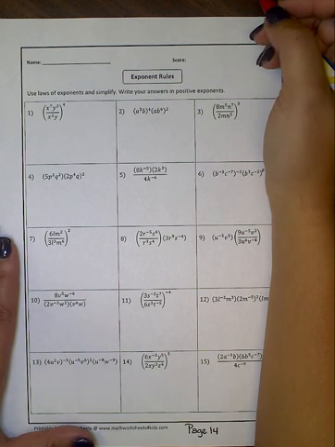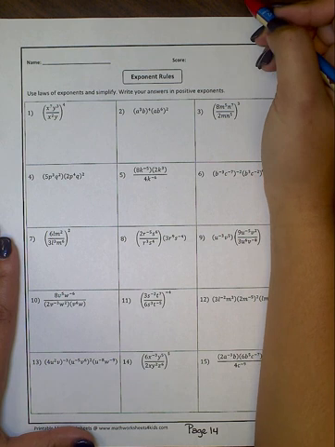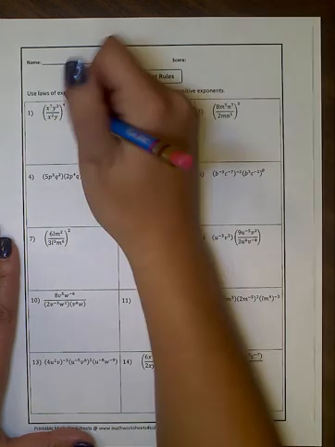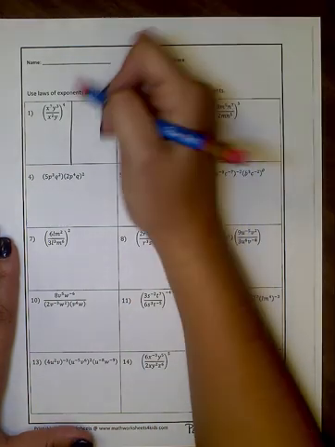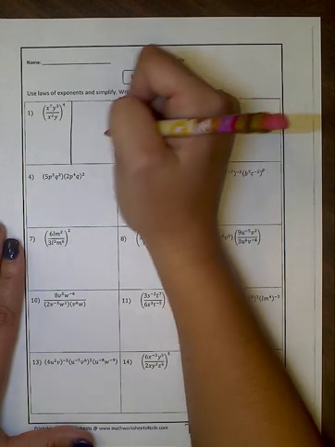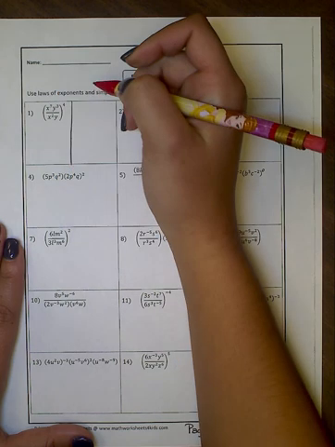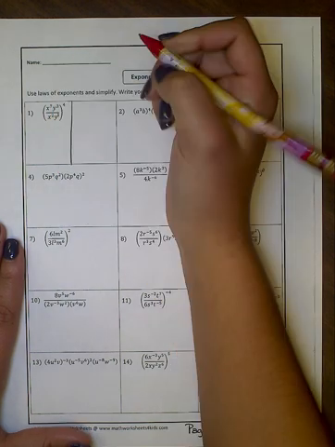So for number 1, we have a power to a power. We could do this two different ways. We can distribute the 4 to everything inside the parentheses, or we can simplify inside the parentheses and then distribute the 4. I'll do it both ways. I believe that simplifying everything inside the parentheses is the most helpful, and then distributing the 4.